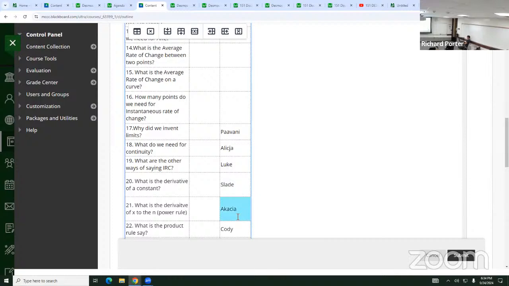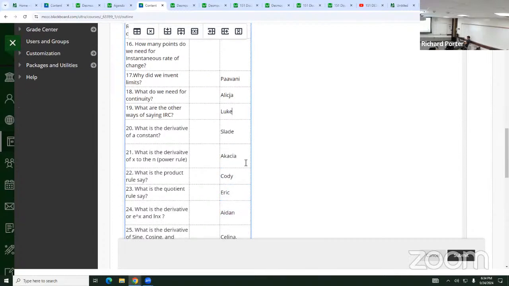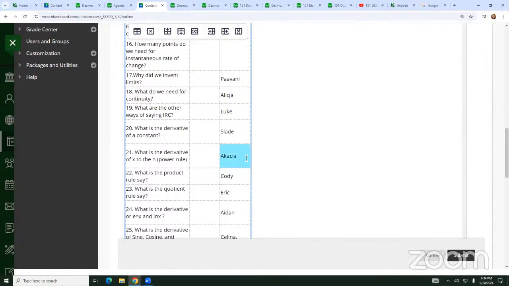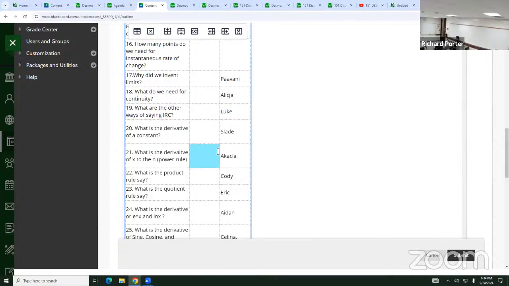Acacia, what's the derivative of x to the nth power? First, I don't know. I've never seen that question before. Yes, you have, it's the power rule. I just went over it before. X to the n. Who asked me where that 8 came from?